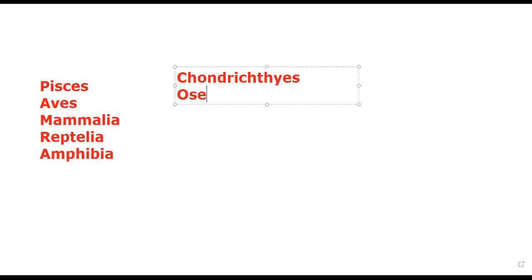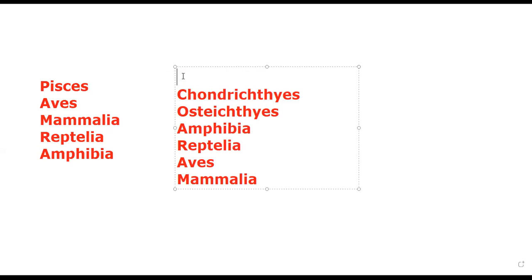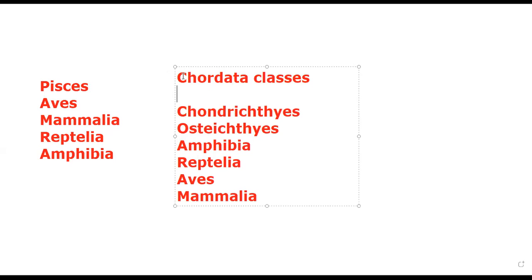Chondrichthyes, Osteichthyes, Amphibia, Reptilia, Aves, and what is it? Mammalia. How many classes? 6 classes. So where is this Pisces? What has happened to the Pisces?